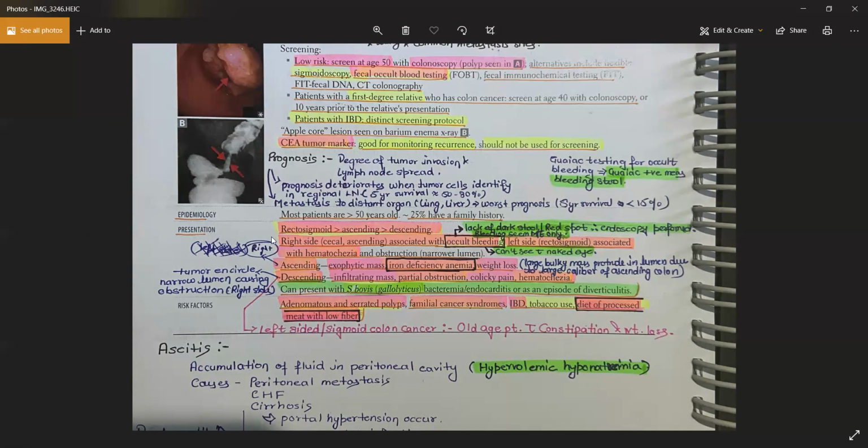If the cancer is on the right side, which is in the ascending colon, see, the lumen of the ascending colon is very large, right? So the obstruction symptoms won't be there. The first thing you can have is occult bleeding as the major symptom. So occult bleeding is the major symptom in case of a right-sided colon cancer or ascending colon cancer.